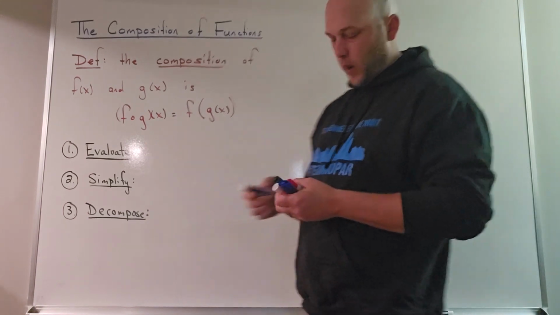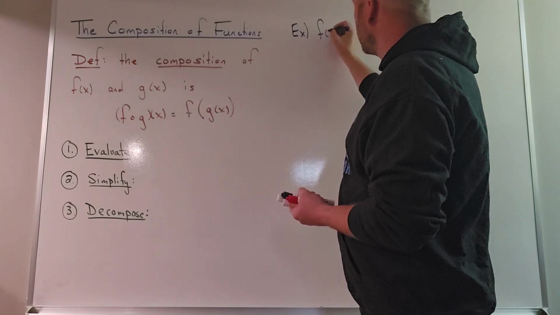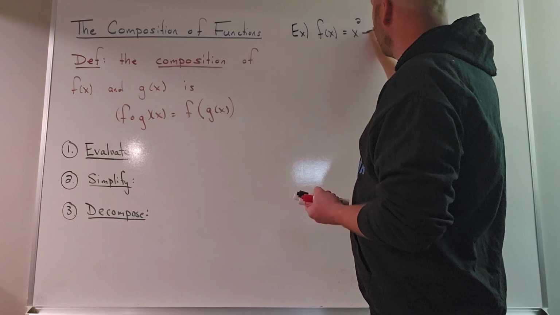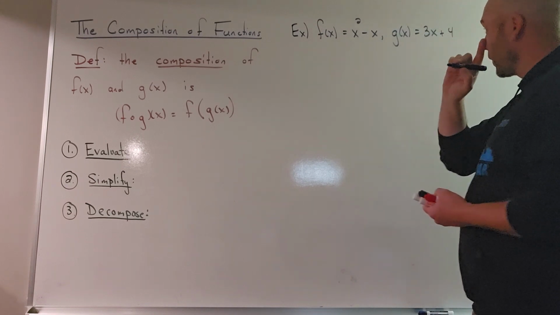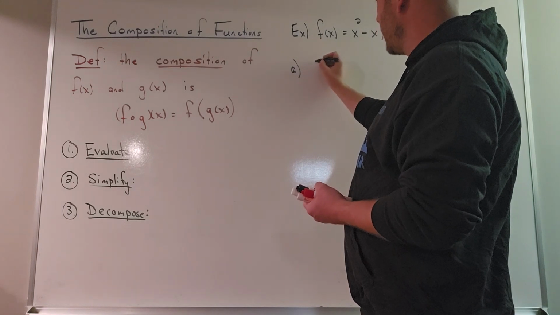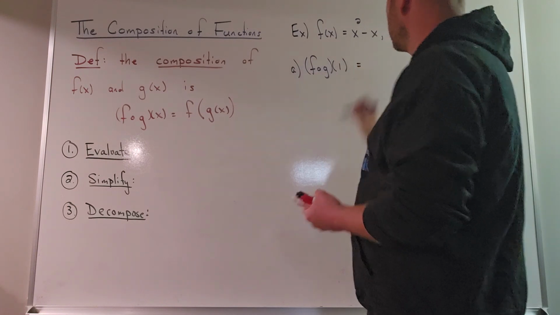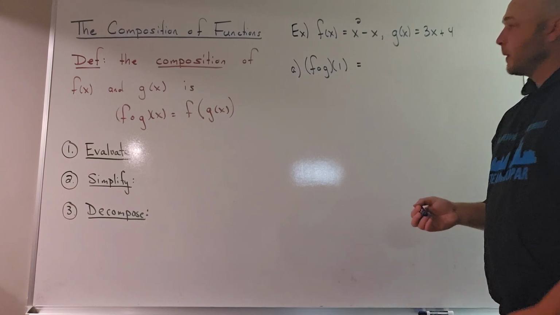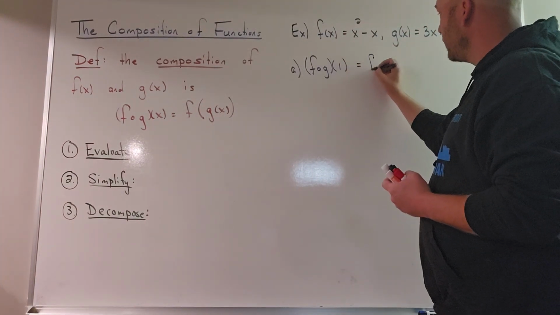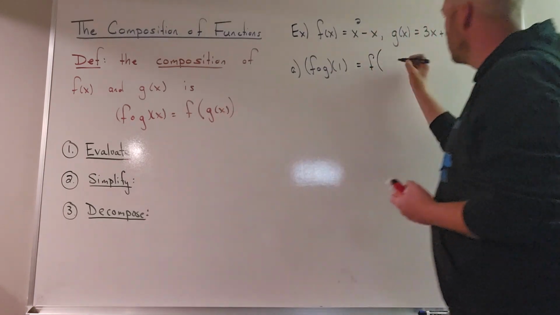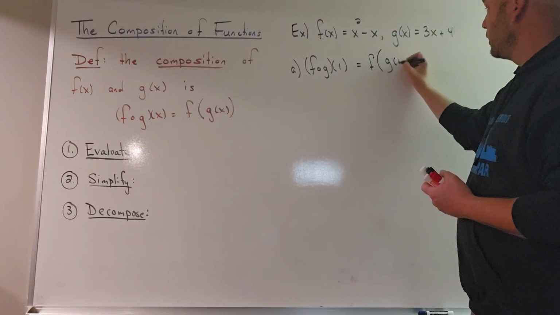Okay, let's start with evaluating. For example, let's use the functions f of x equals x squared minus x, and g of x is equal to 3x plus 4. Part A, let's evaluate f composed with g of 1. F composed with g evaluated at 1. Well, if I look at the definition and I just write this symbolically, this will be f with input g, and then notice that whatever input is here goes inside of g. So this would be f of g of 1.